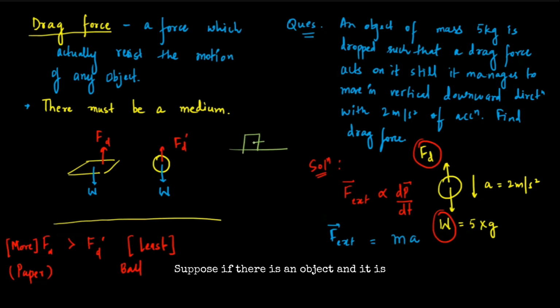Suppose there is an object, and one force acting on this object is 10 newtons in this direction, and another force acting on the object is 5 newtons in the opposite direction. So just tell me, what is the net force acting on the object and in which direction is it acting?